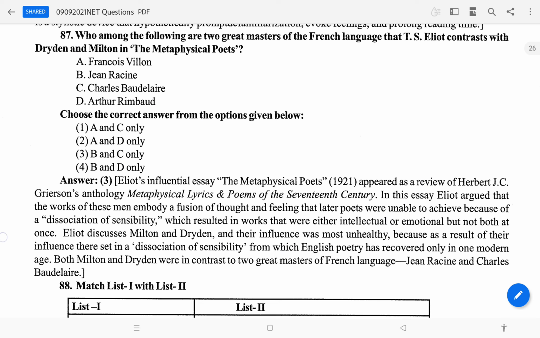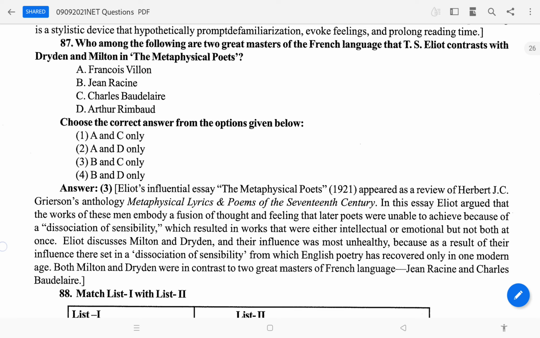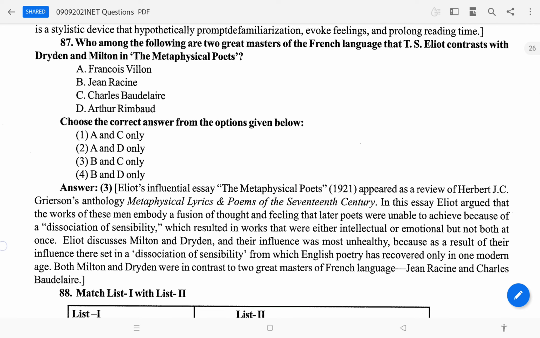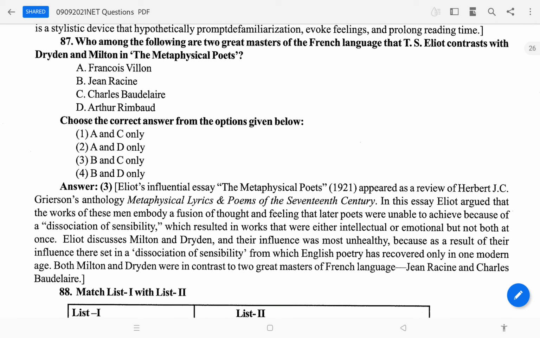So T.S. Eliot contrasts them. He discussed that Milton and Dryden's influence was most unhealthy, because as a result of their influence, they set in a dissociation of sensibility, from which English poetry has recovered only in one modern age. So he contrasts Milton and Dryden with Racine and Charles Baudelaire.